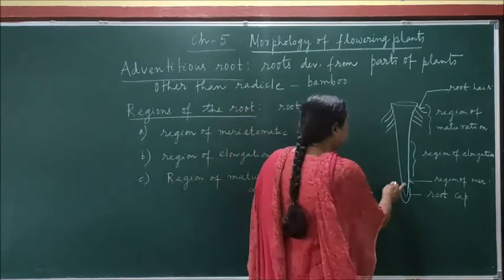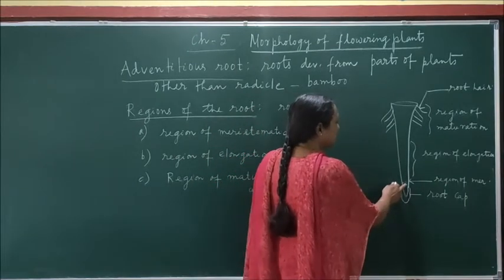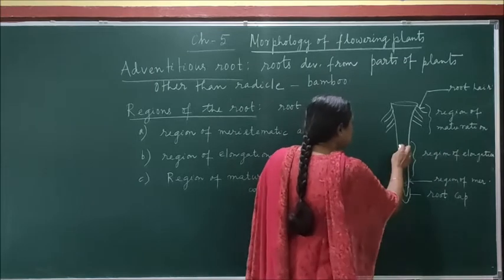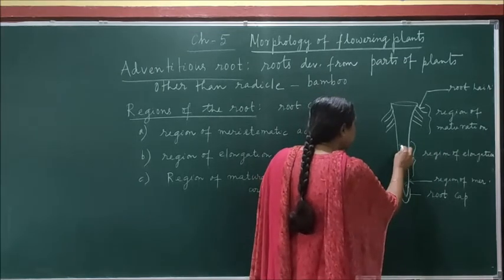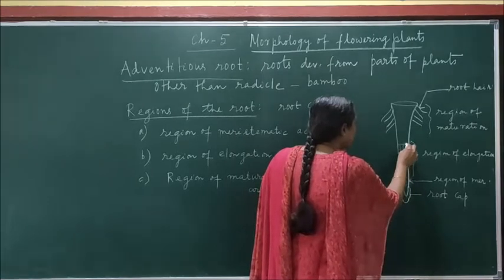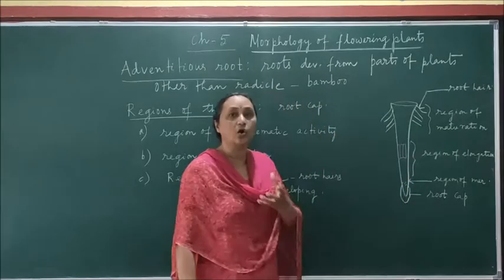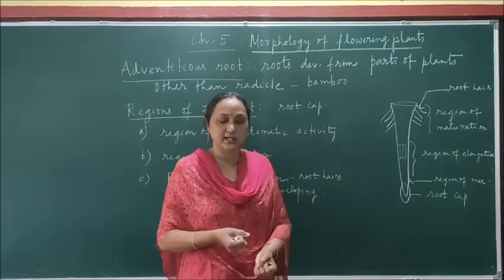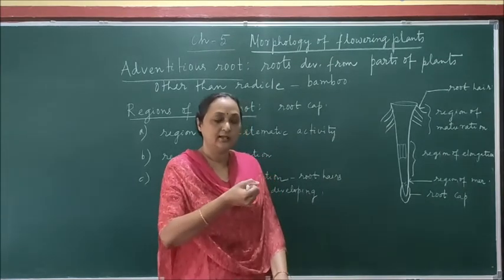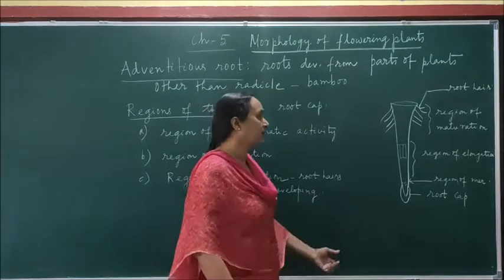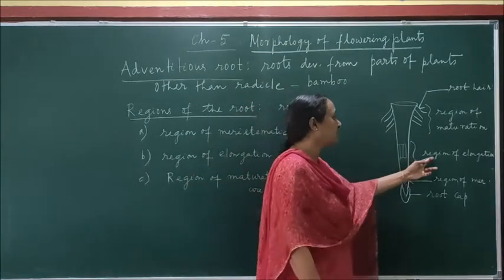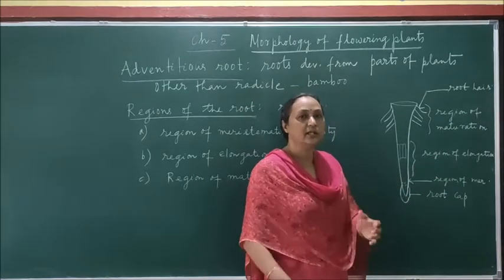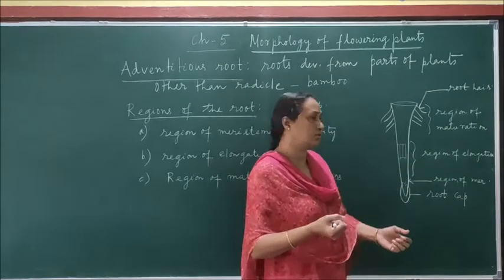Then the area after the meristematic zone is called the region of elongation. In this area you can find the cells elongating, becoming longer. There is elasticity in the cells, so they are pulled, and when they are pulled, automatically there is an increase in length. So this zone helps to increase the length of the roots.